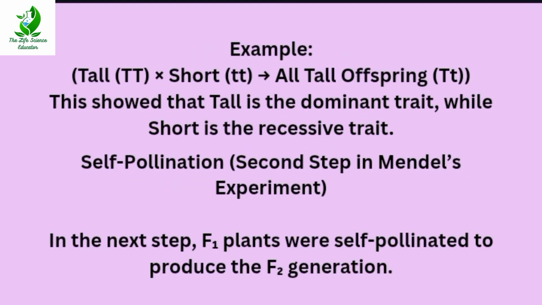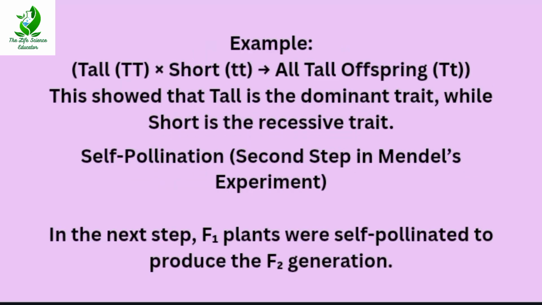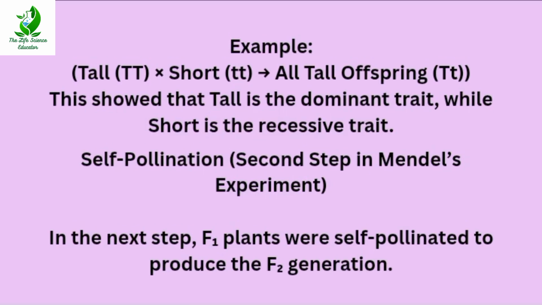For example, here you can see the tall plants are crossed with the short plants, and in the F1 generation all tall offsprings are produced with the genetic material capital T and small t. This showed that tall is the dominant trait while the short is the recessive trait. And in the next step, F1 plants were self-pollinated to produce the F2 generation.